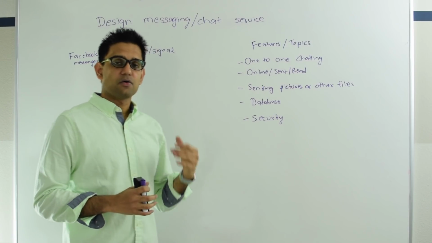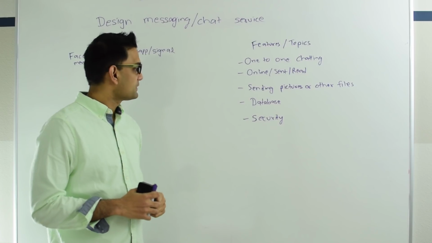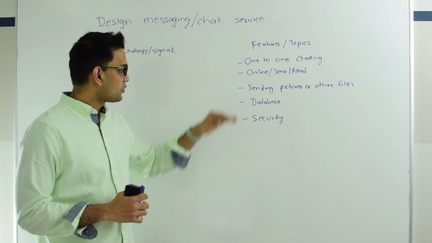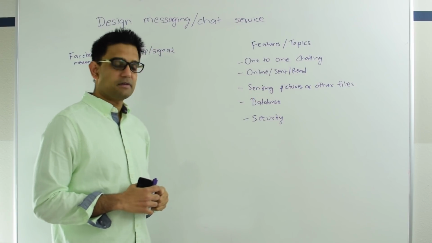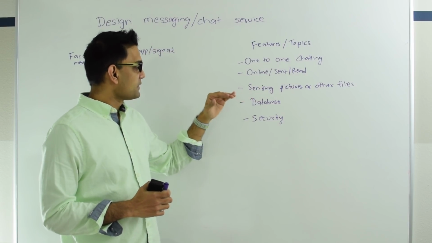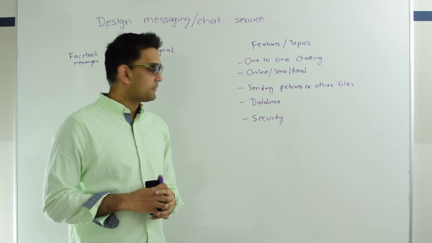These are some of the features or topics we are going to talk about today. One-on-one chatting, how the other person is going to receive your messages. We need the ability to show that the other person is online, and when the message is sent and when the message is read by the other party. We need the capability to send pictures or other big files.